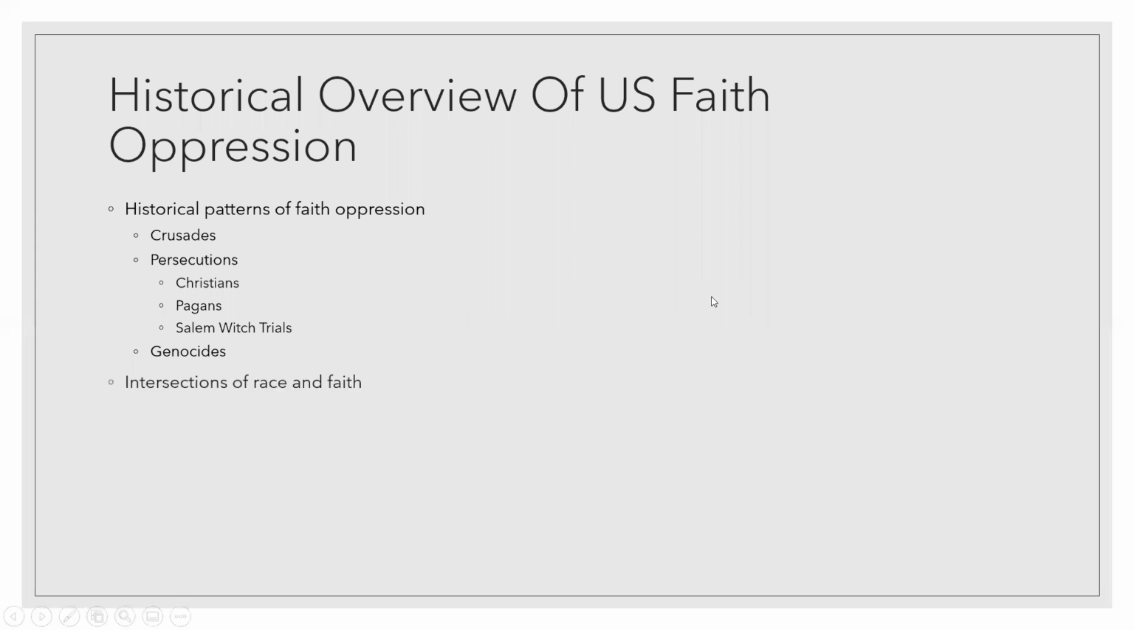All right. So intersections of race and faith. When we look at Protestant Christianity, it has been historically racialized. So when we think of the acronym WASP, I'm not talking about the insect wasp. I'm talking about the White Anglo-Saxon Protestant, right? So basically, this is the privilege of the most privileged.